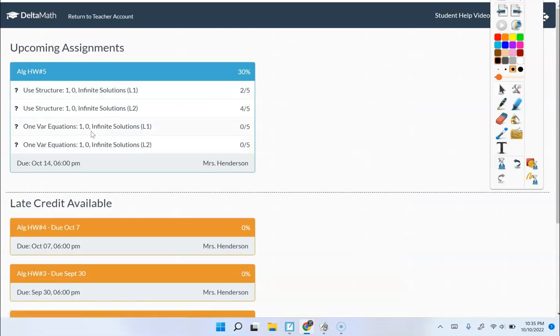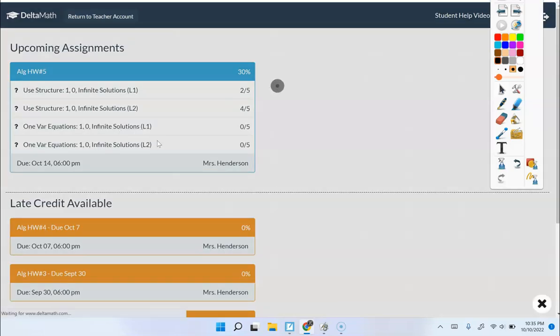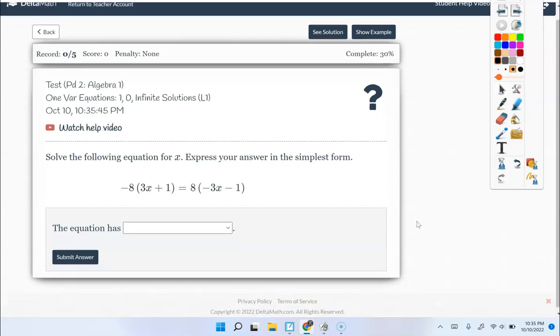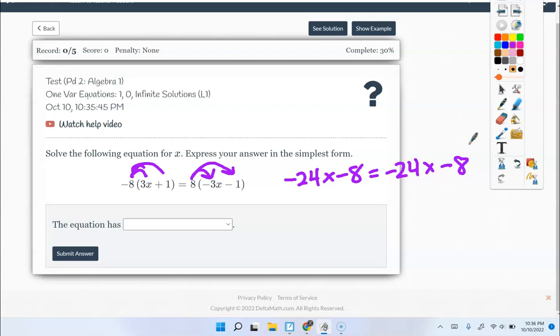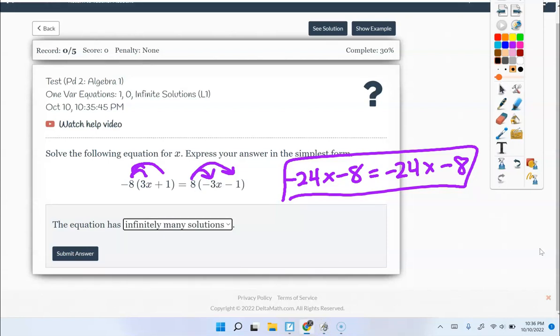Alright, let's take a look at the third example here, where we ask you to solve these equations. Let's take a look here. I'm going to distribute twice, and that gives me negative 24x minus 8. And over here, I'm going to distribute twice. I'm going to get negative 24x minus 8. And that's a perfect match. So this equation has infinite solutions.